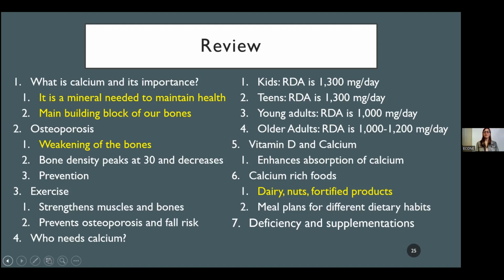Who needs calcium? Everybody. Kids need 1,300 milligrams. Teens need 1,300 milligrams. Young adults need 1,000 milligrams, and older adults need slightly more because of the risk of osteoporosis and falling. Vitamin D and calcium, because vitamin D enhances the absorption of calcium. Calcium-rich foods, we talked about dairy, nuts, and fortified products. And then we finished by talking about the deficiency and supplementation.